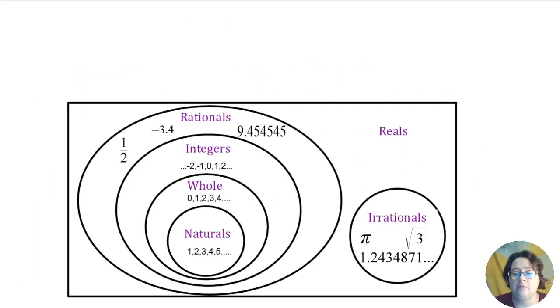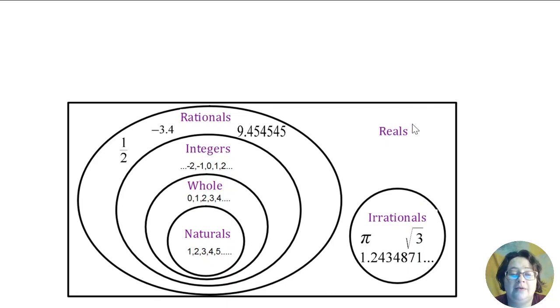So in looking at the numbers we've dealt with so far this year, we've done natural numbers, 1, 2, 3, 4, 5, and so on. Those are your counting numbers. Whole numbers, add in 0. Integers, add in your negative numbers. Then you have your rationals, which are fractions and repeating decimals. And you also have irrationals, so square roots, non-repeating decimals, and pi, for example. And all of those are combined to form the real number system.